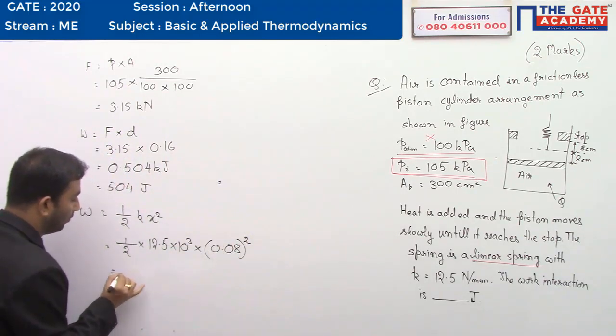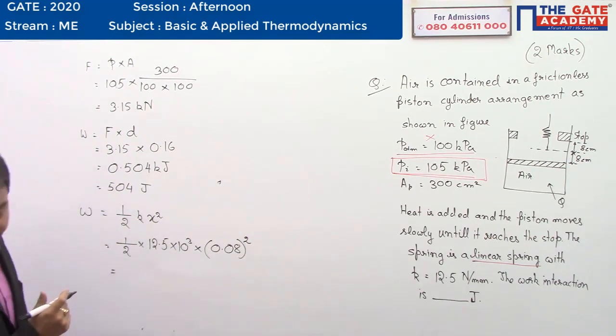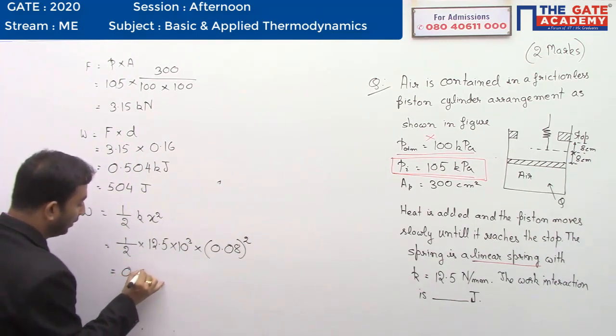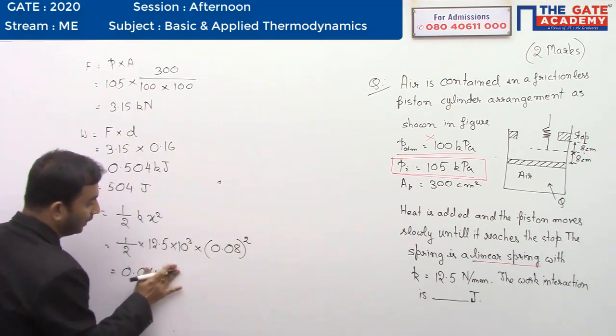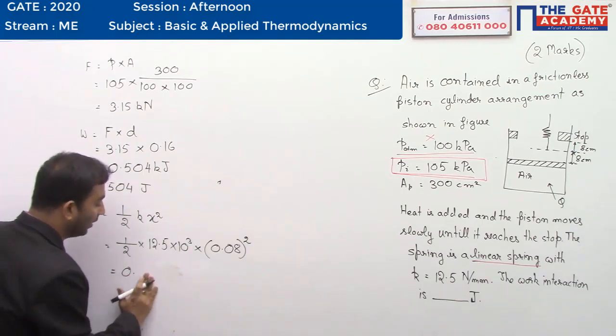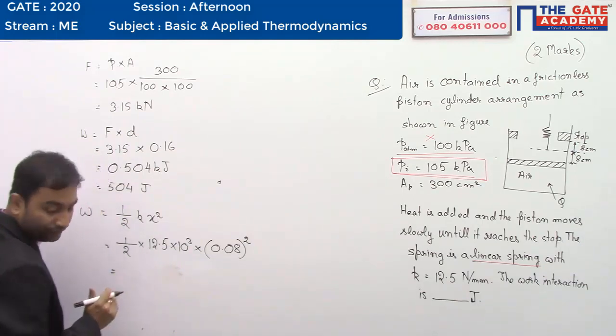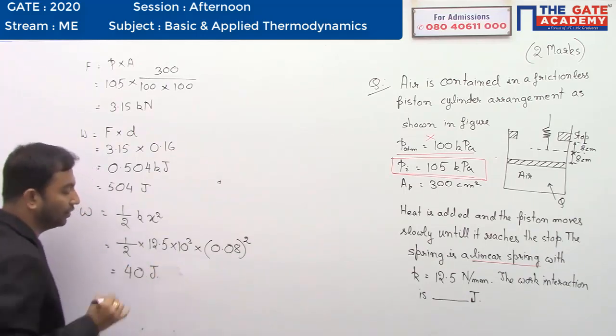Very good. No problem. So, if I solve this, I'll get the work done as 0.04 kilojoule. Now, solving this, I'll directly get my answer as 40 joule. Very good.